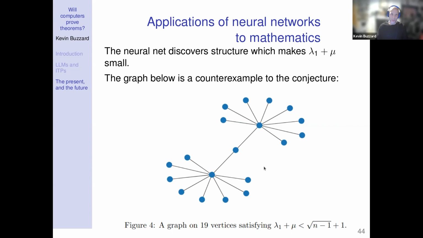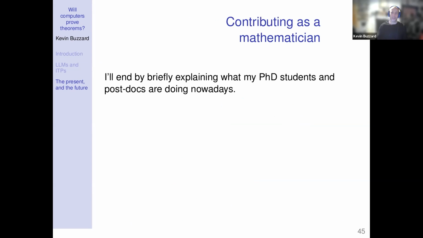So there are examples of artificial intelligence doing kind of amazing things. These are all very recent examples, all from the last 2 years. Artificial intelligence doing really quite amazing things, helping humans to do mathematics.